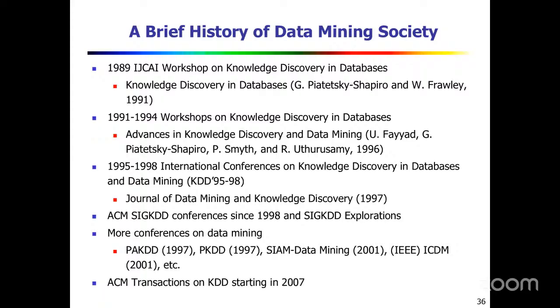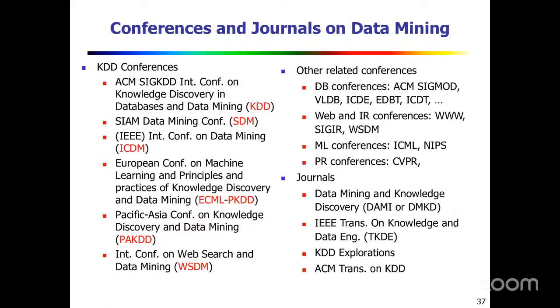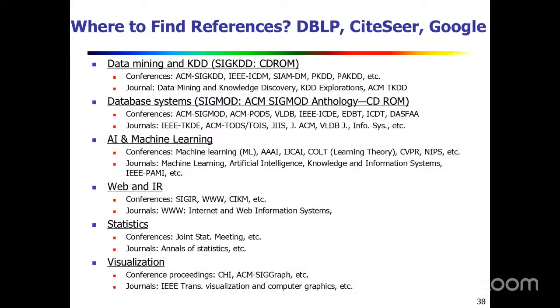This is about the brief history of data mining society from 1989 to 1991. In 1989, knowledge discovery in databases; in 1991 and 1994, knowledge discovery in databases workshops. These are the conferences. They are the way to find the references: data mining and KDD, database systems, AI and machine learning, web and IR, statistics and visualization.